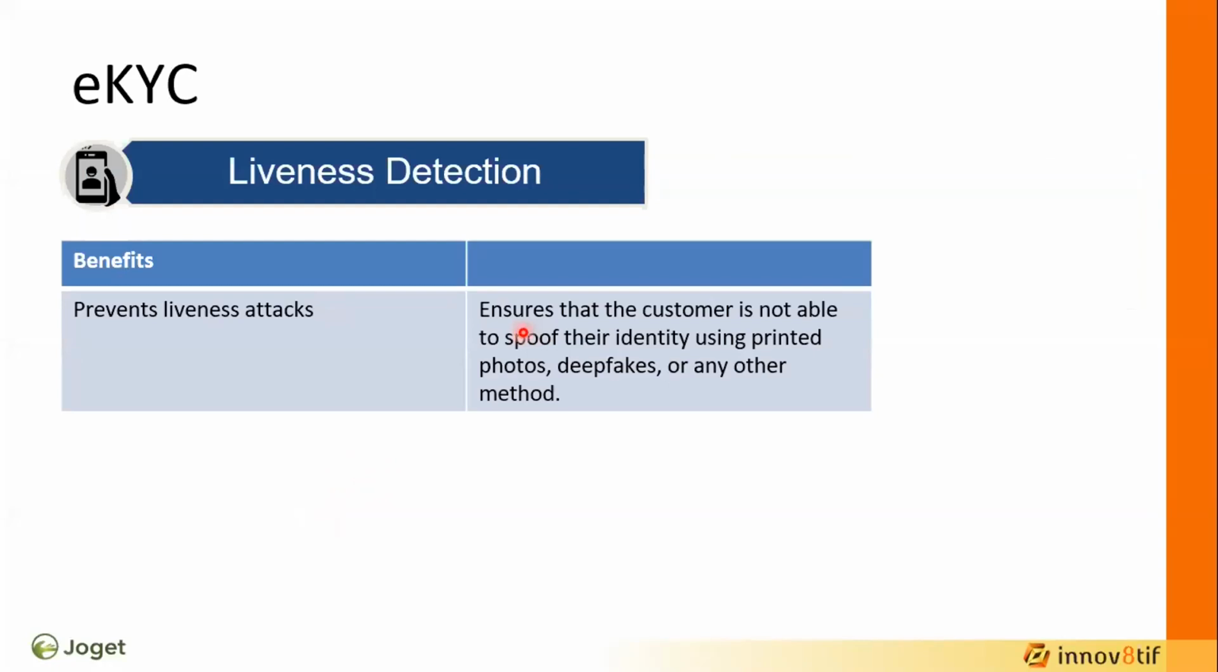All right, so moving on to the liveness detection component. What liveness does is ensure that the customer, for the selfie picture, is not taking a picture of another picture. For example, there are ways that a customer can do it, such as a printed picture, showing the picture on another device, or even deepfakes. So what this does is ensure that the customer's selfie is live. That's the purpose of the liveness detection component.